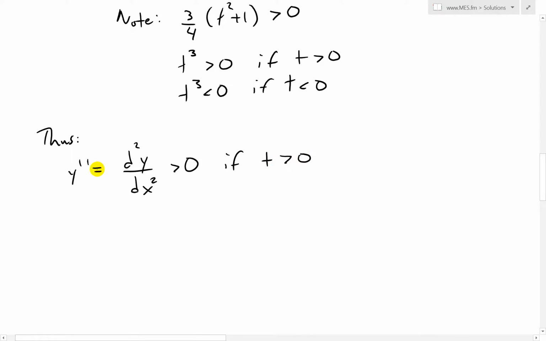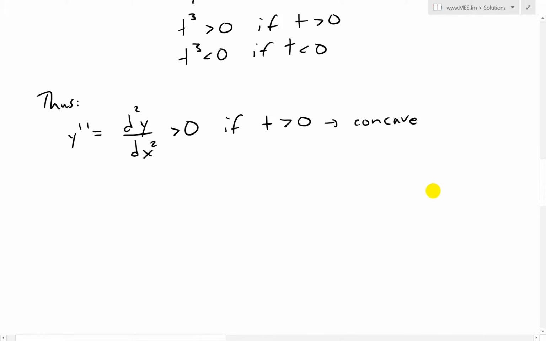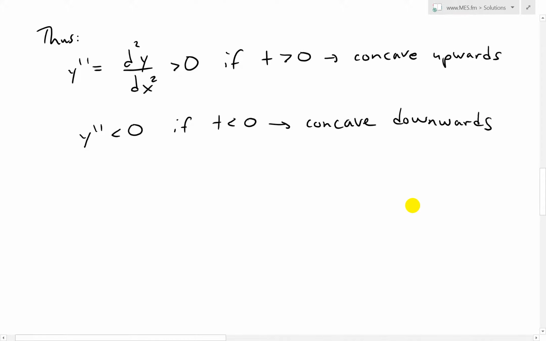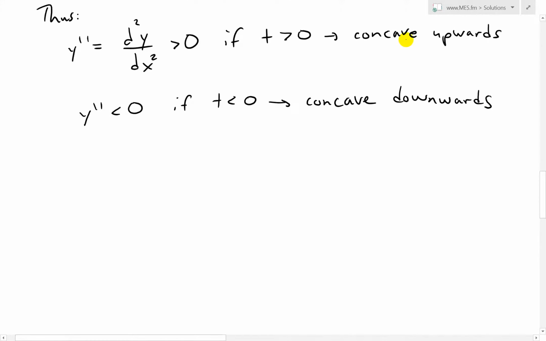When this whole thing is greater than 0, what we have is concave upward, because you could consider this as the acceleration. So the curve is accelerating and it's increasing towards the y direction, so concave upwards. And likewise, y double prime is less than 0 if t is less than 0, and this is concave downwards. So now we know that when t is negative, it is concave downwards, and when t is positive, concave upwards.